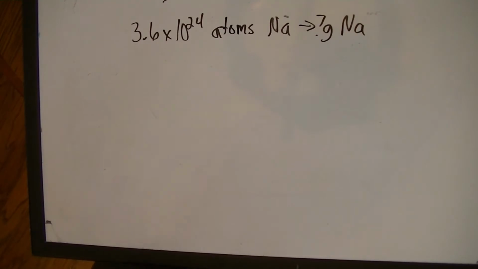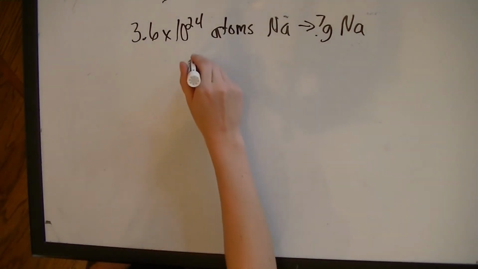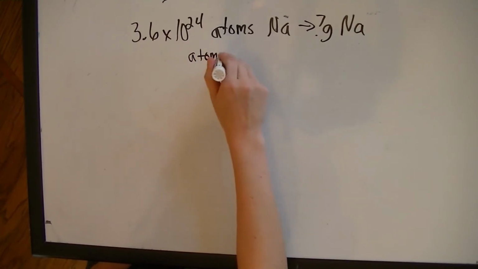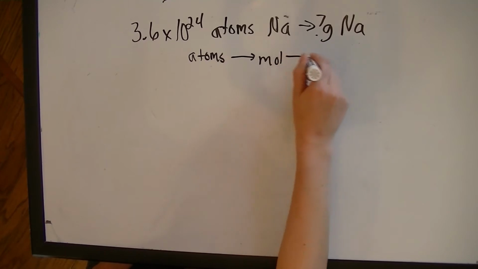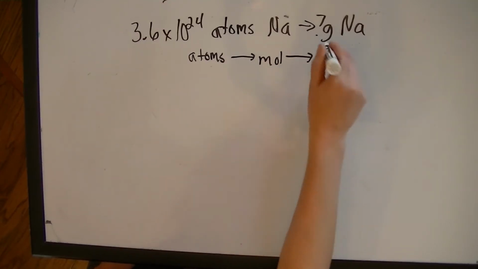Okay, so let's look at this. Can we go directly from atoms to grams? We cannot. So what we have to do is we have to go to moles first. Okay, moles is our middle ground. So I'm going to draw a quick outline here. I'm going to go from atoms to moles, and then once I'm in moles, I can get to the grams needed, asked for in the question.